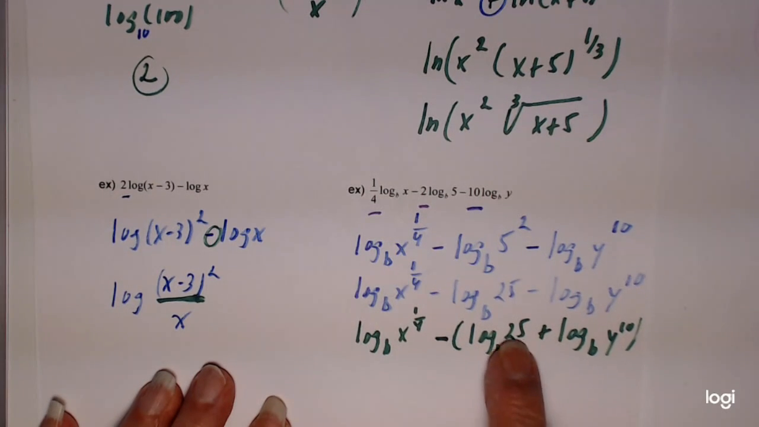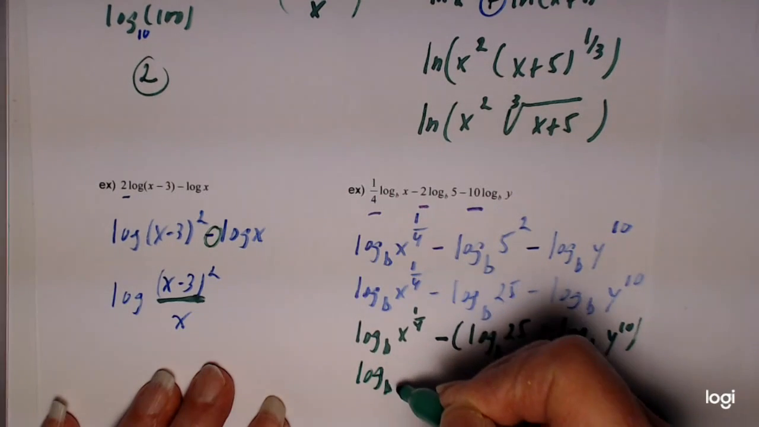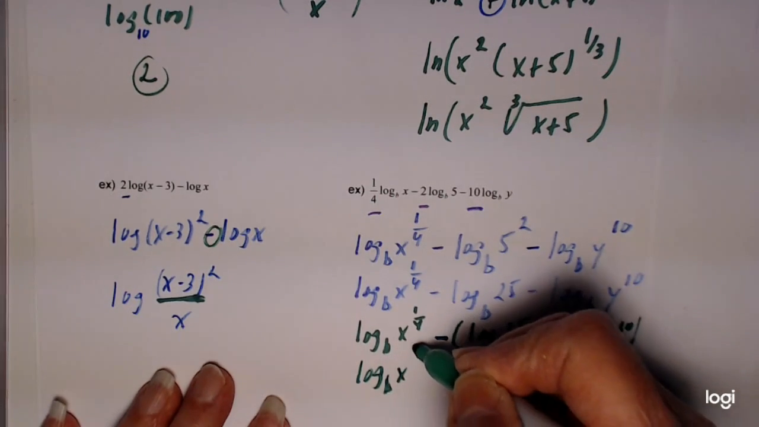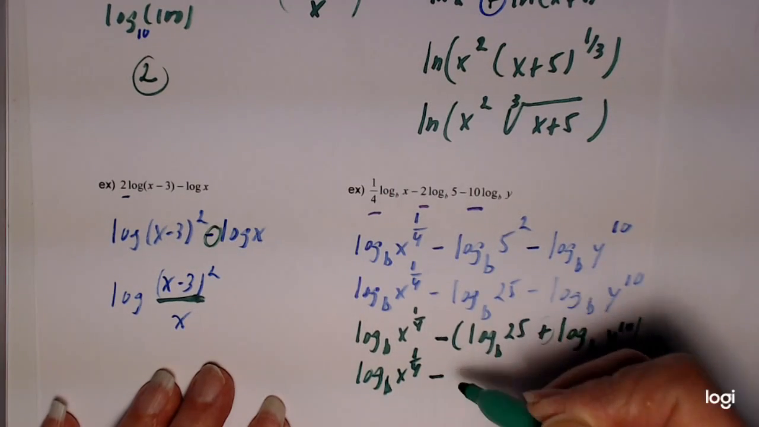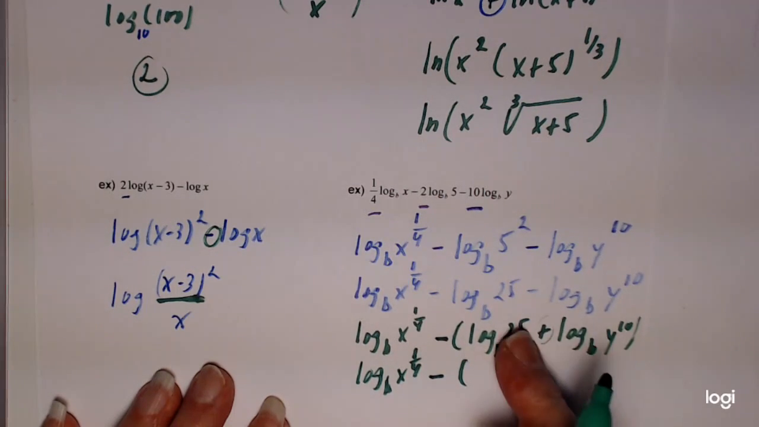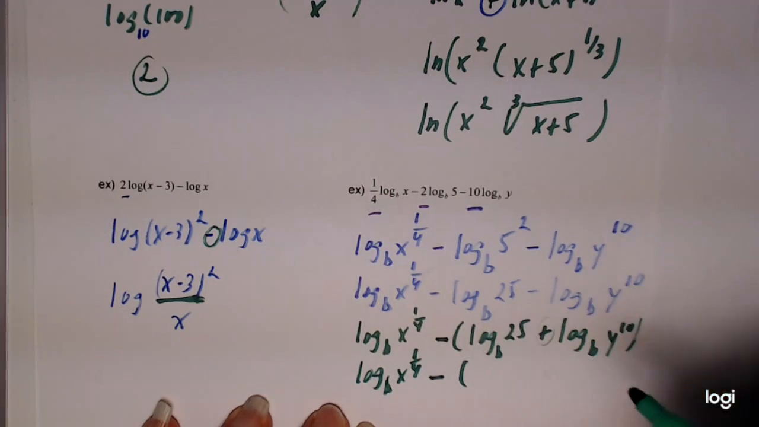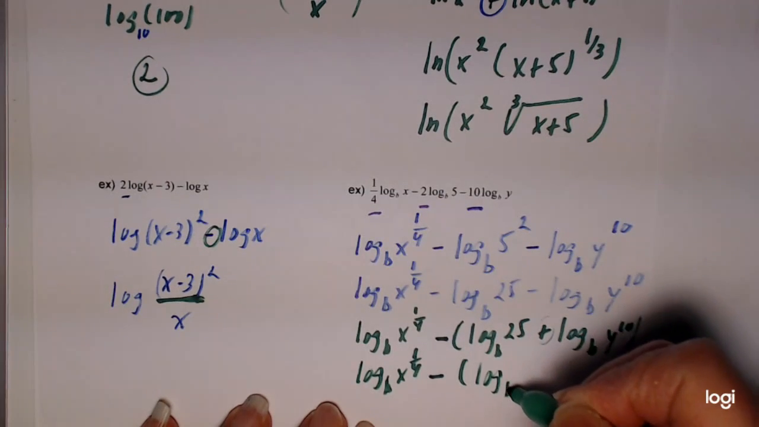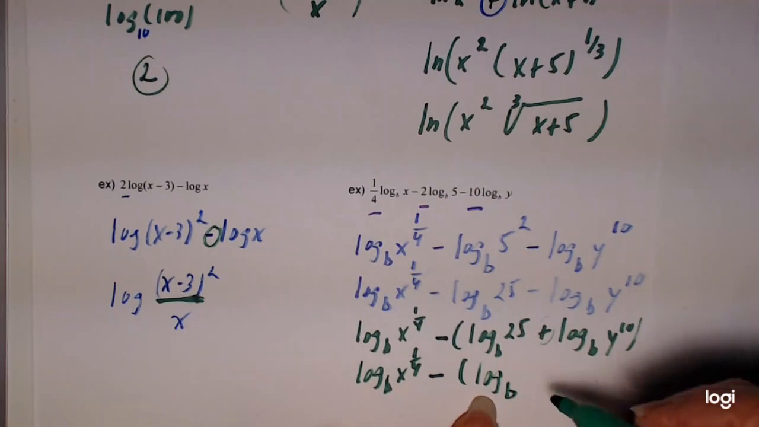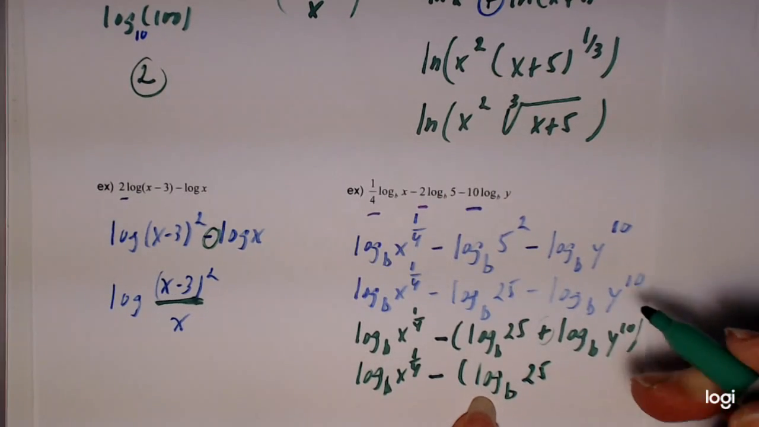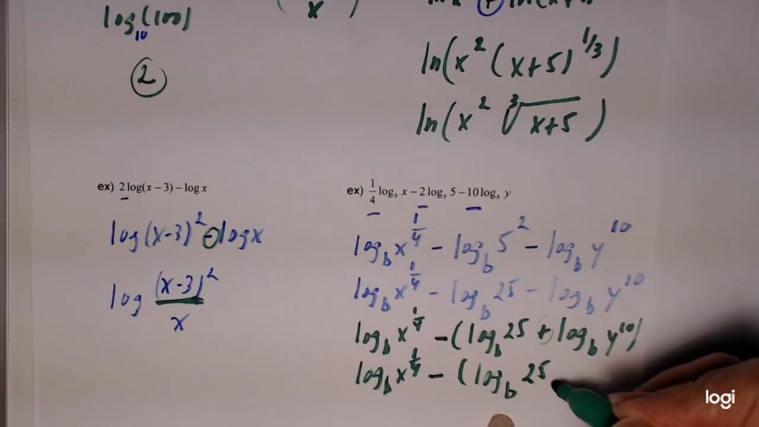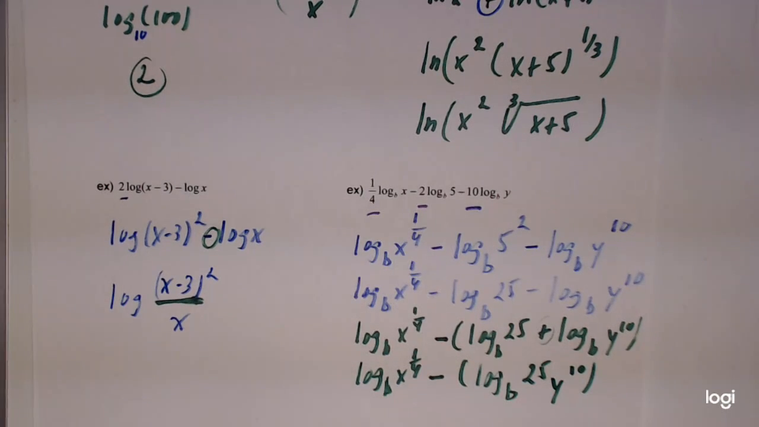Now we can see that these are joined by this addition sign, so we can combine them as a multiplication. So that brings us log base b of x to the 1/4, minus, and now I'm going to combine what's in the parentheses here. So notice we have 2 log statements. It's now going to be 1 log statement, log base b, and it's going to be the 25 times y to the 10. So it's going to look like that.